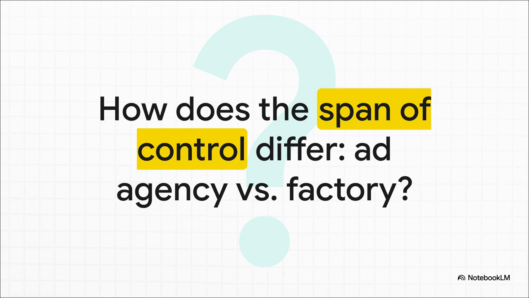So I'll leave you with a final thought to apply what you've learned. Think about how the ideal span of control would look in two very different jobs: a manager at a creative ad agency versus a supervisor on a factory floor. All the factors we discussed would come into play. Okay, that concludes our explainer on span of control.